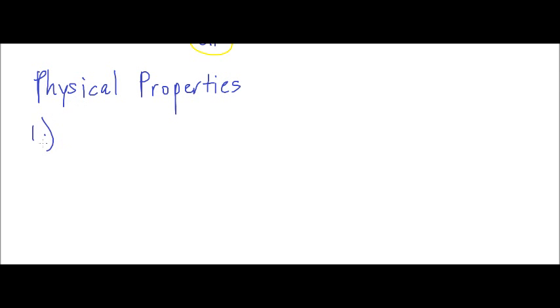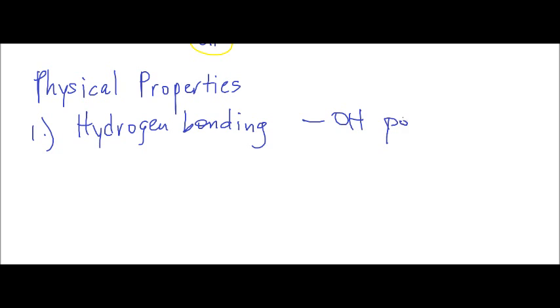One of them is hydrogen bonding. Alcohols have the ability to form hydrogen bonds. Why? Because they have the OH, and that OH is considered polar. It can form hydrogen bonds with other alcohols, or even form a hydrogen bond with water.